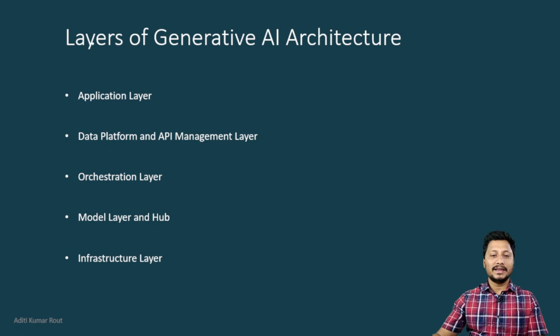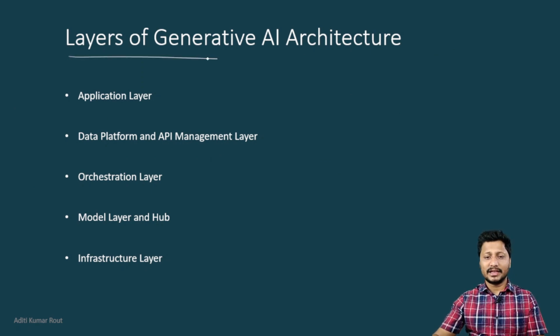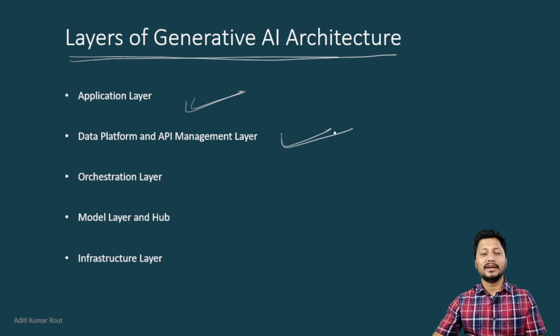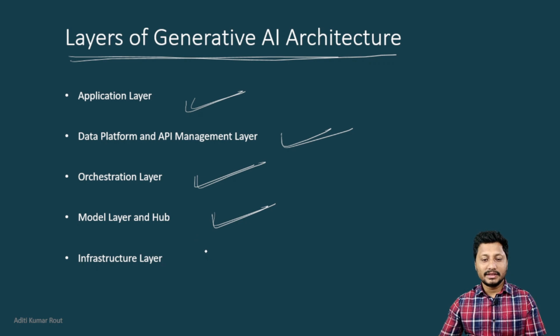The first layer I highlighted here is basically the layers of generative AI architecture. The first layer is the application layer. The second layer is the data platform and API management layer. The third is the orchestration layer. The fourth is the model layer and hub. And the fifth is the infrastructure layer.